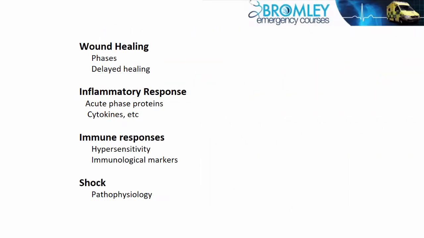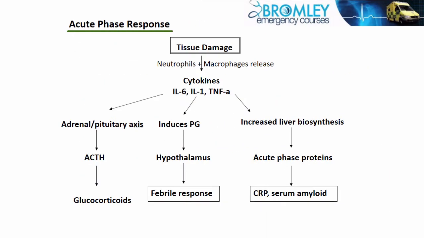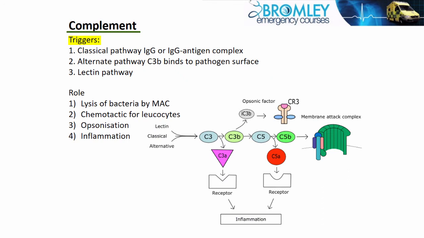We're going to be looking at some abnormal immune responses. So tissue damage has led neutrophils and macrophages to release a number of cytokines, and the inflammatory process is required for them to become present in the interstitial fluid.